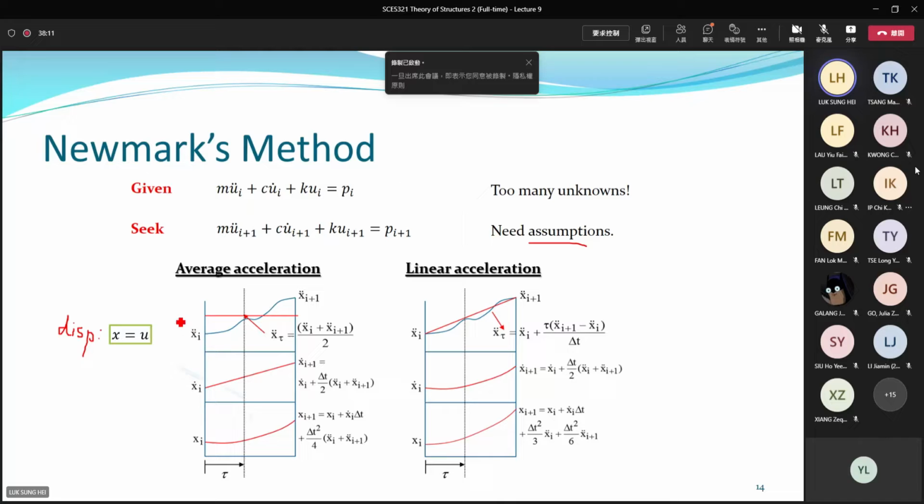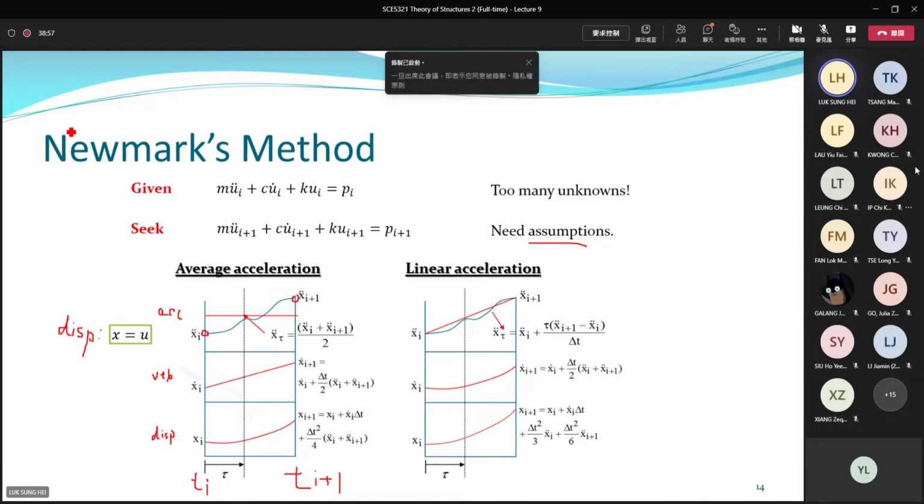X double dot means acceleration. X dot means velocity. X means displacement. So here we show the displacement, velocity, and acceleration plot for two different time steps, t_i and t_i plus 1. I show you what happened between the two time steps. Here is the acceleration x double dot i, and here is the acceleration x double dot i plus 1 at time step i plus 1. I just show you the coordinates for acceleration, velocity, and displacement between two time steps.